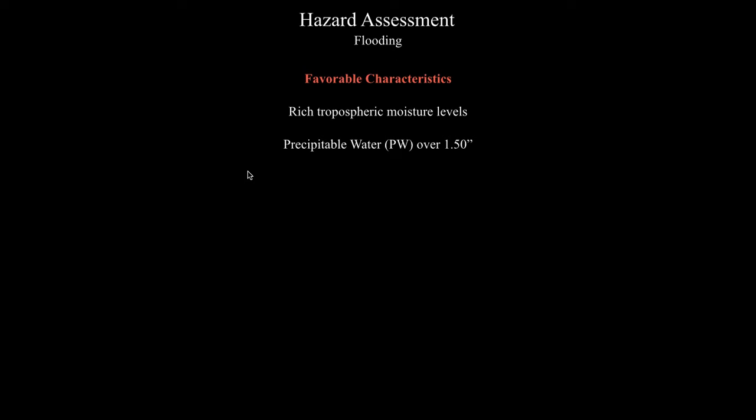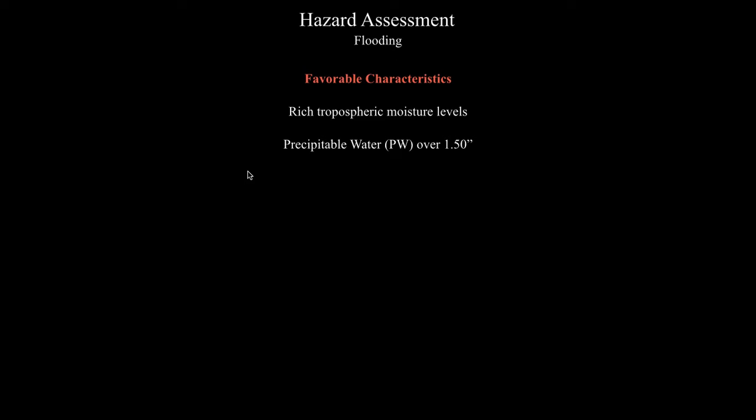So if you've got precipitable water of 1.5 inches, that means if you take all the moisture out of the column of the atmosphere that you just sampled, convert it all to liquid, and then measure the height of that liquid, you would get a height of about 1.5 inches. High values of precipitable water typically mean you've got very rich moisture levels throughout the entire troposphere, which can indicate that you're going to have very efficient rain production.